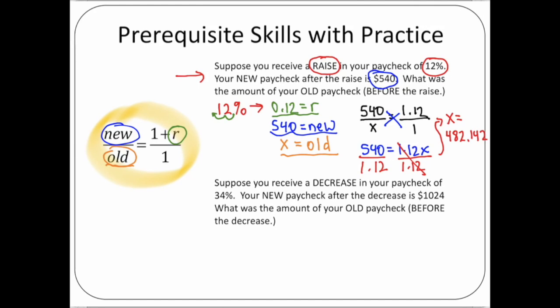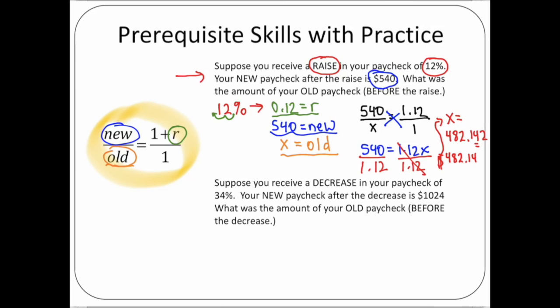But since we're talking about money, we only want to go out to where cents would be. We don't want to go on beyond that. And so, rounding correctly, we got this is your old paycheck. So it looks like you got a pretty good raise there. Not too bad. You're going to be bringing home almost $60 extra a month, or whenever the paycheck was.